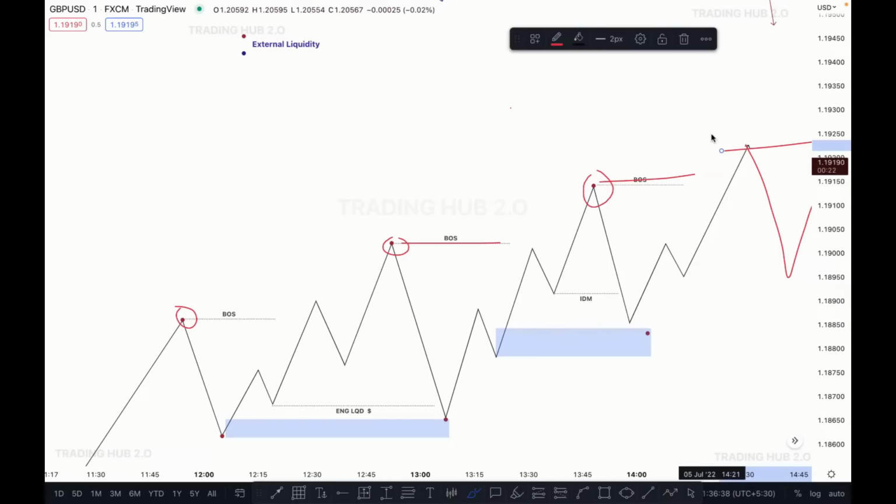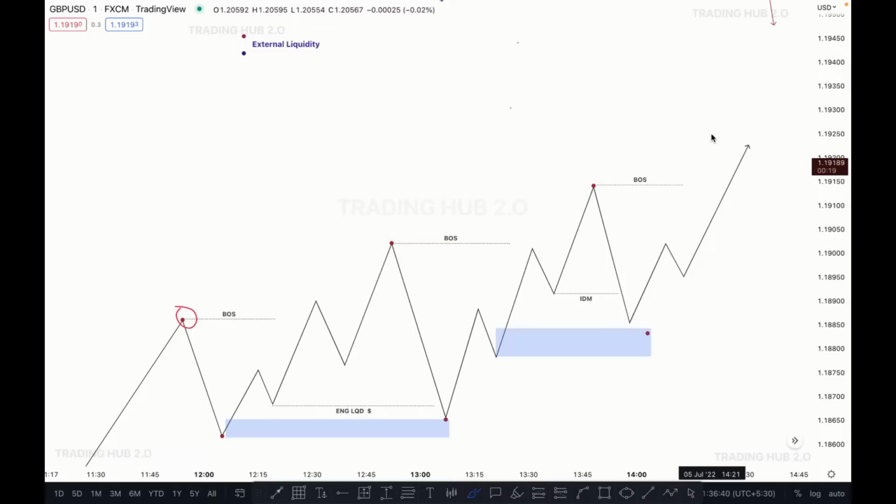I will discuss internal liquidity, how to identify it, and what types of internal liquidity there are. Most of the time internal liquidity is of two types. First is inducement, second is engineering liquidity. And between the major swing highs or lows, we can see minor structure, minor liquidity, and how we can identify it. This is a very simple and powerful way to use it. Let me show you exactly how it works.